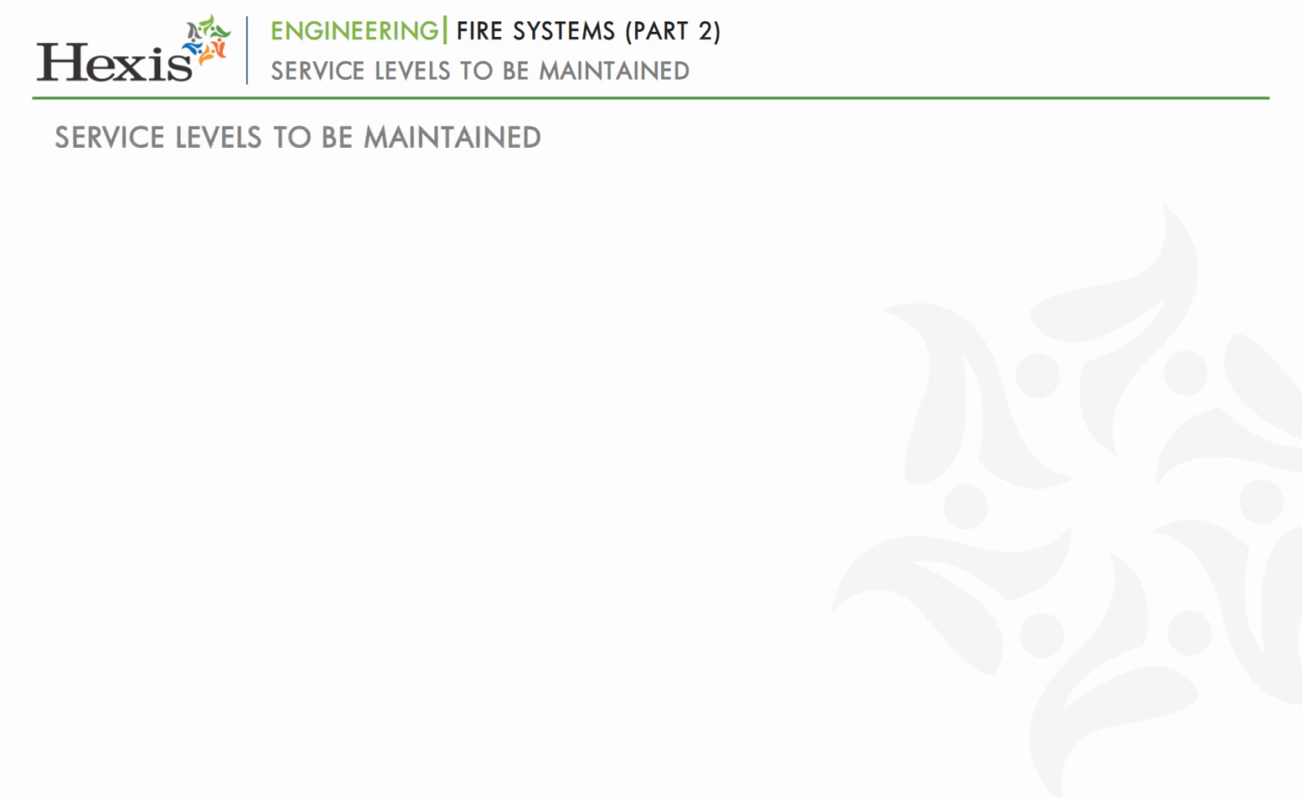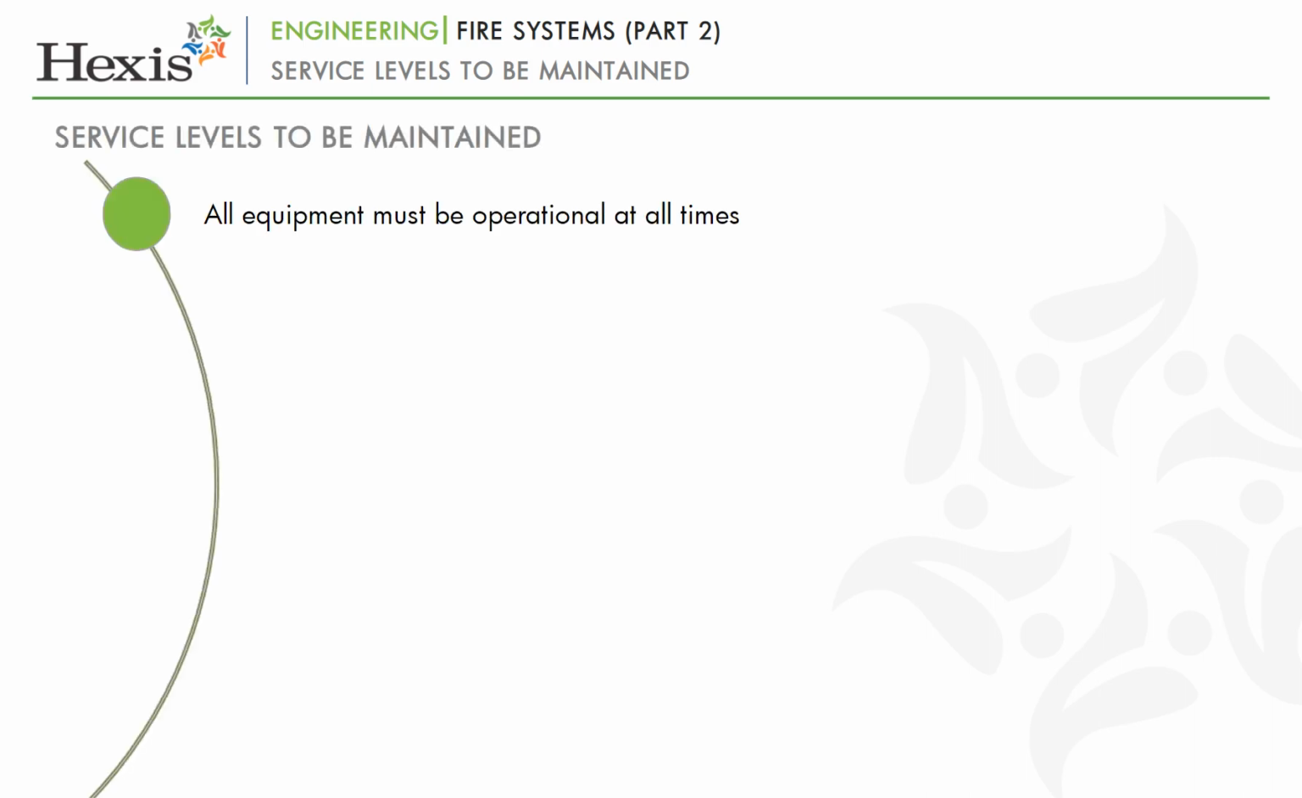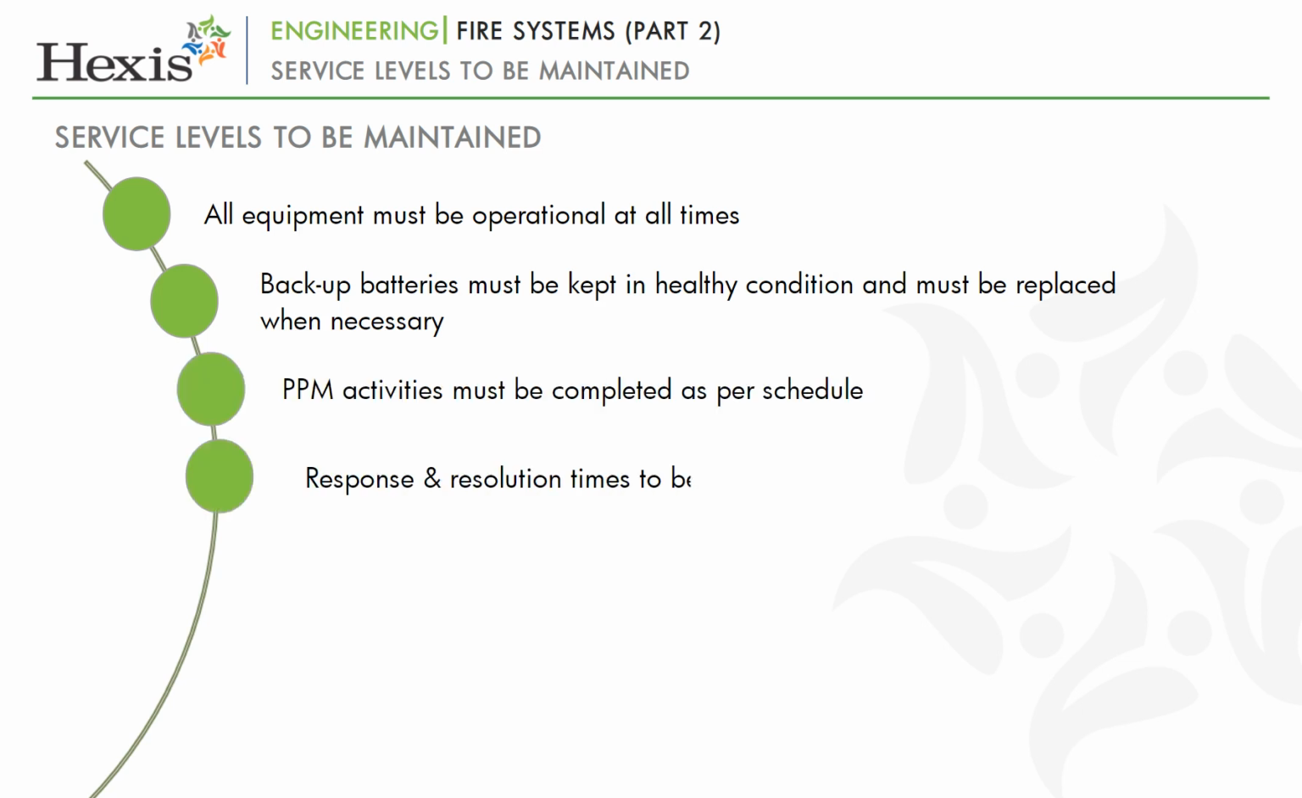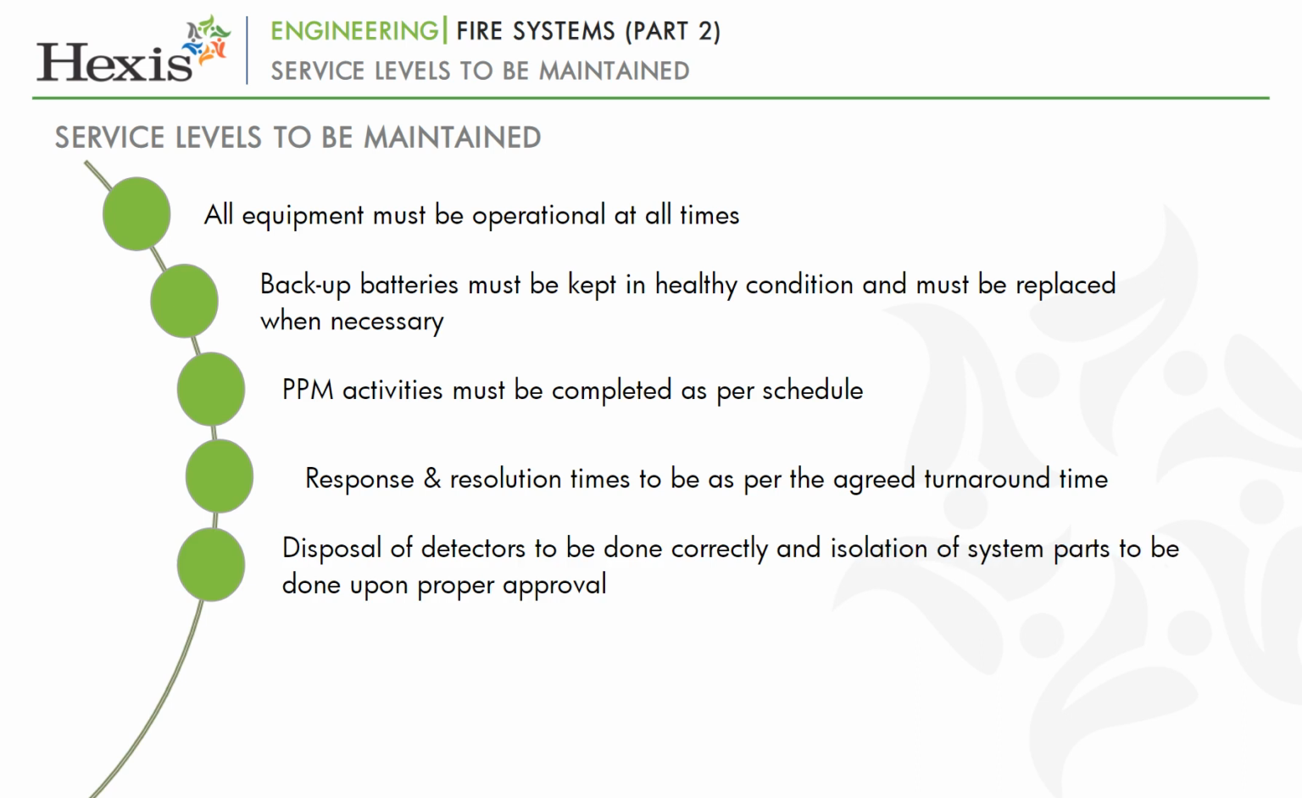Let's look at the service levels now. All equipment, including the main panel, repeater panels and detectors, should be operational at all times. Backup batteries, where used, should be kept in healthy condition and replaced if required. All PPM activities must be completed as per schedule. Response and resolution times of defects to be as per the agreed turnaround time. Disposal of ionization type detectors is to be done as per laid down procedures.